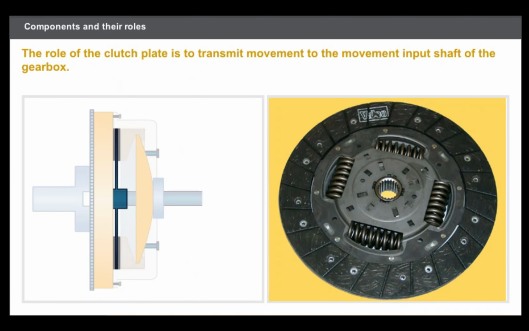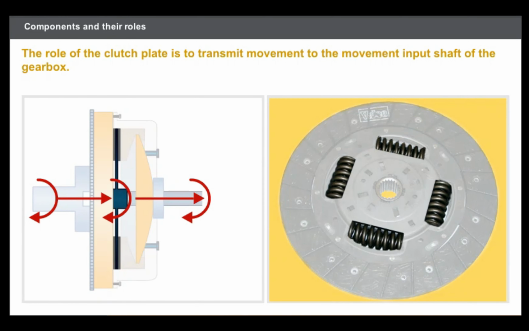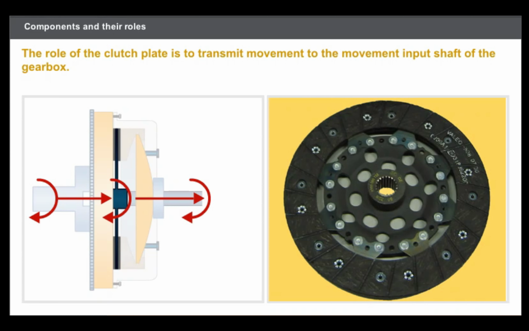Engine movement is transmitted to the clutch plate according to a friction principle. The role of the clutch plate is to transmit movement to the movement input shaft of the gearbox. The type of clutch plate used for single flywheels includes springs to absorb torque variations and jerking when the clutch is maneuvered. The type of clutch plate used for dual shock absorber flywheels need not include these springs, since they are already integrated in the flywheels.